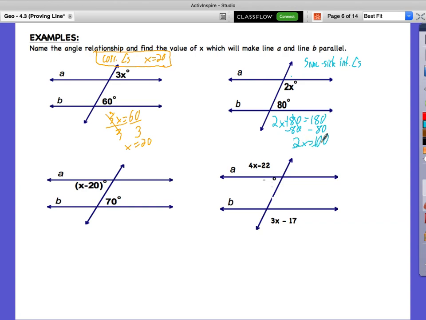So we solve. x equals 50. So when x is 50, these same side interior angles are supplementary, which would make the lines parallel. If x was 51, if x was 49, if there was any other number besides 50, these would not be supplementary, and so these lines would not be parallel. They would still be same side interior angles, but the lines would not be parallel. Because they're only parallel when the angles are supplementary. And vice versa, angles are only supplementary when the lines are parallel.